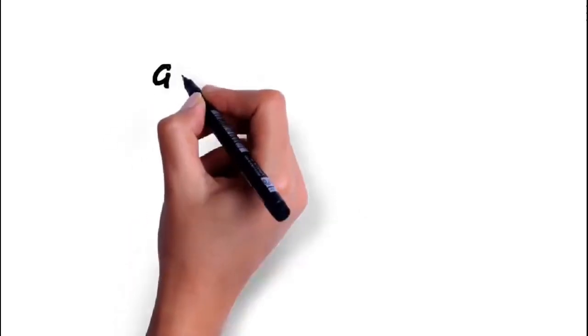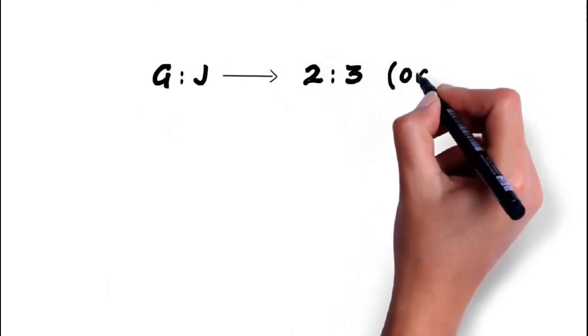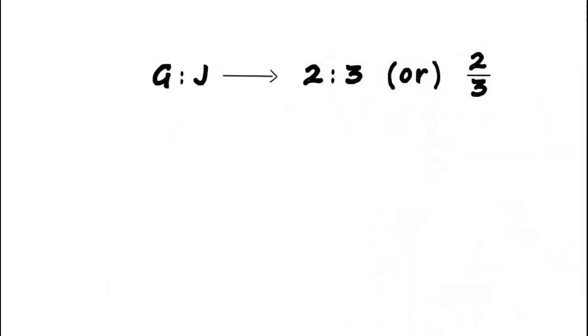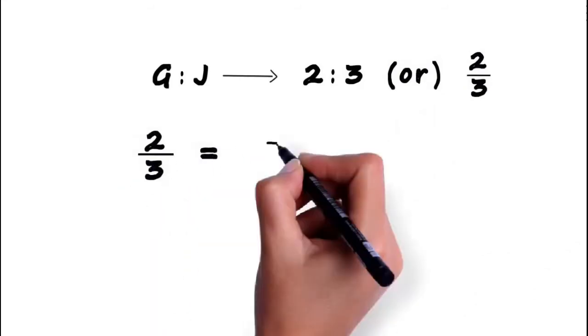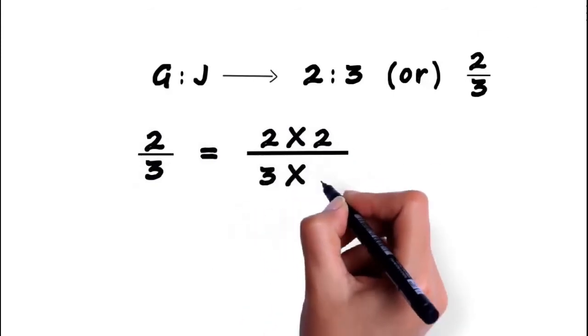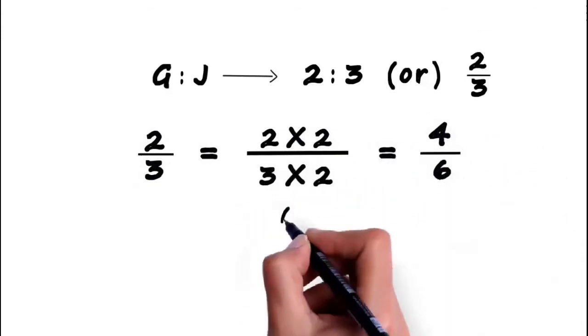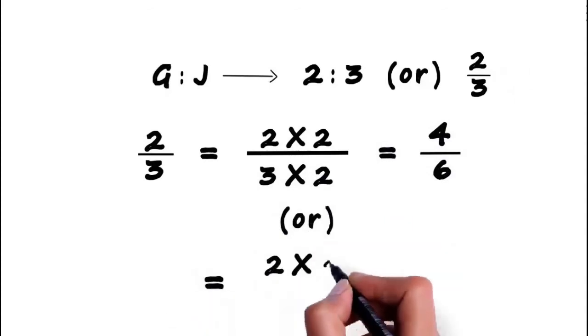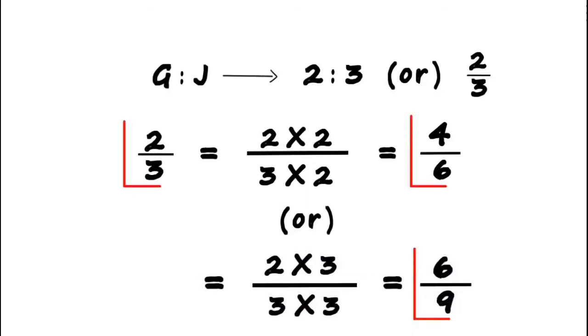Ratio of the number of chocolates Gaurav received to the number of chocolates Jay received is 2:3, and that can also be written as 2 by 3. We have seen that 2 by 3 can be written in different ways. We can multiply the numerator as well as the denominator by 2 and get 4 by 6, or we can also multiply the numerator and the denominator by 3 to get 6 by 9. All these three ratios have the same value.